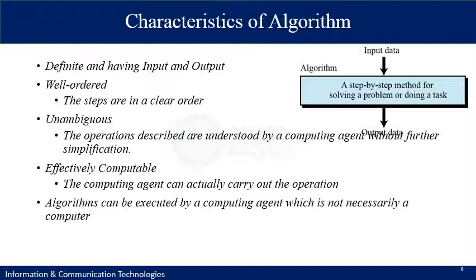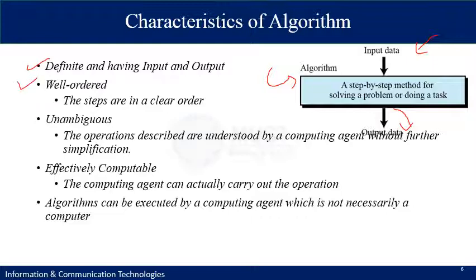So before moving forward, let's briefly analyze the characteristics that an algorithm can possess. Typically an algorithm is represented as a block of code, which is a step-by-step method for solving a problem or doing a task. An algorithm can take some input data and give back some output data. So it has a definite input and output.